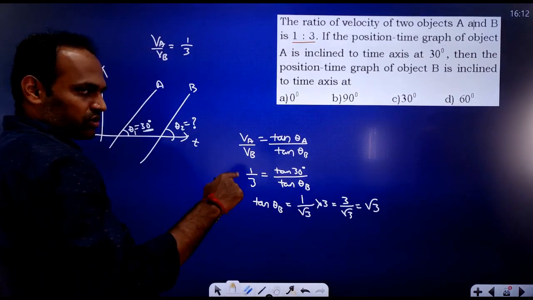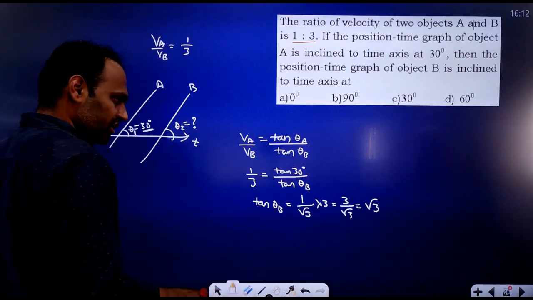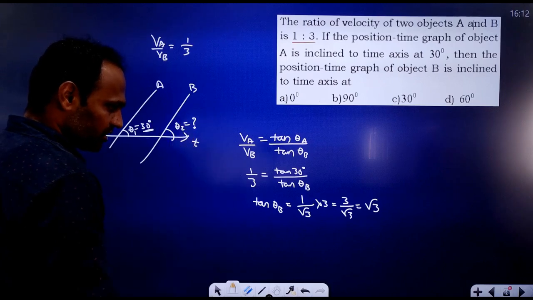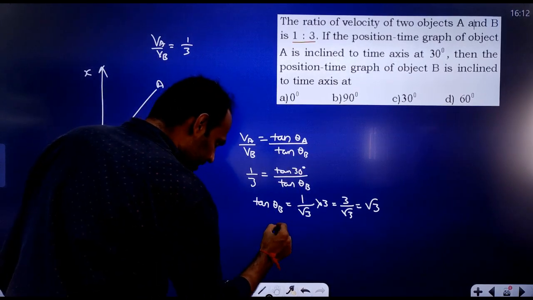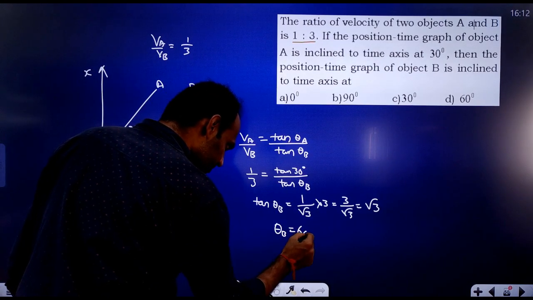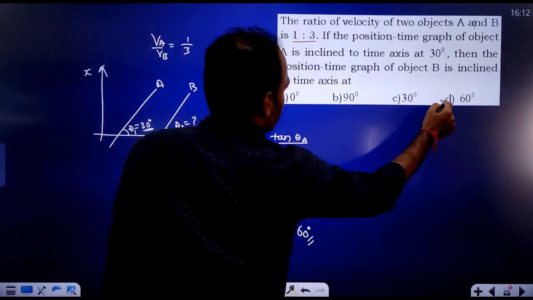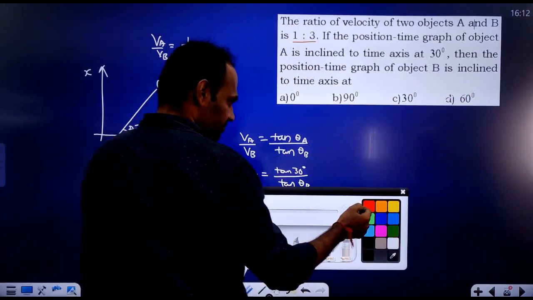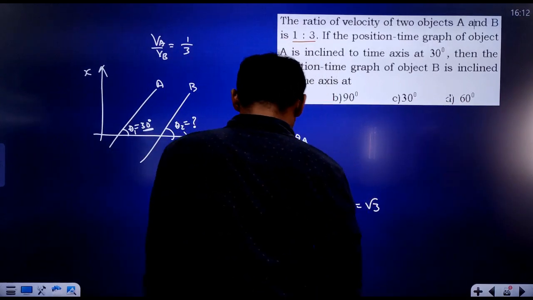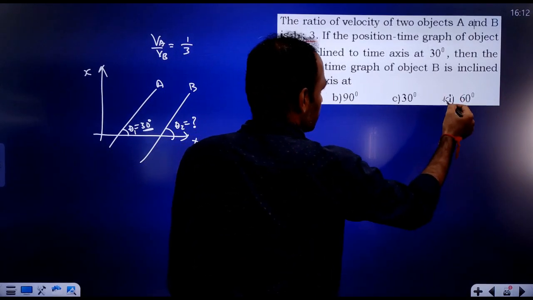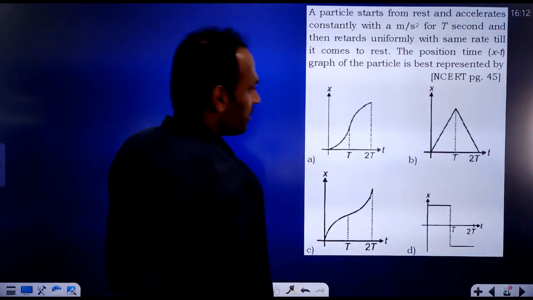Because 3 you can take as root 3 into root 3. So root 3 from the numerator and denominator will get cancelled, and root 3 remains. So root 3 means what angle? The angle is 60 degree. Tan 60 degree is equal to root 3. So which option is correct? Option D is correct, right? Option D. Okay, let us go to the next question then.